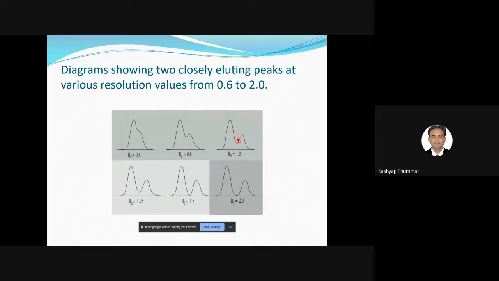At 1.25 and then 1.5, the peak comes completely down to the baseline, and then resolution 2. So the goal in most HPLC is to get a resolution of 1.5 to 2. These two conditions are mostly required in our HPLC separation. So resolution must have these values. If you get this kind of separation, you can update your method and then do the analysis.